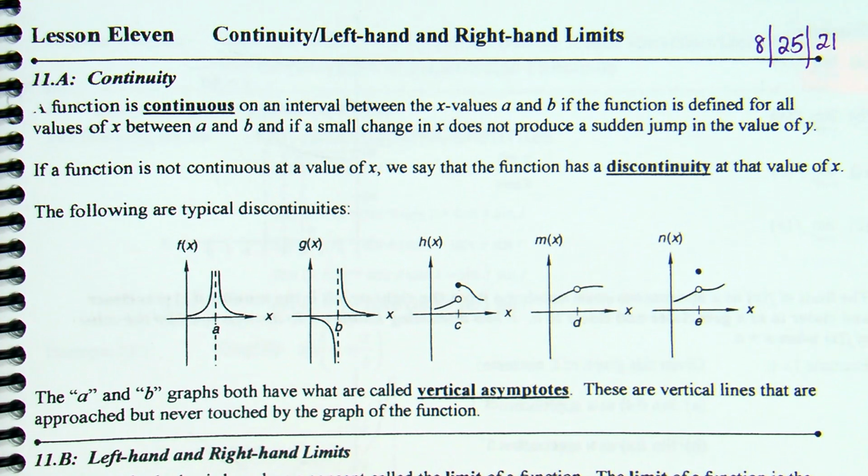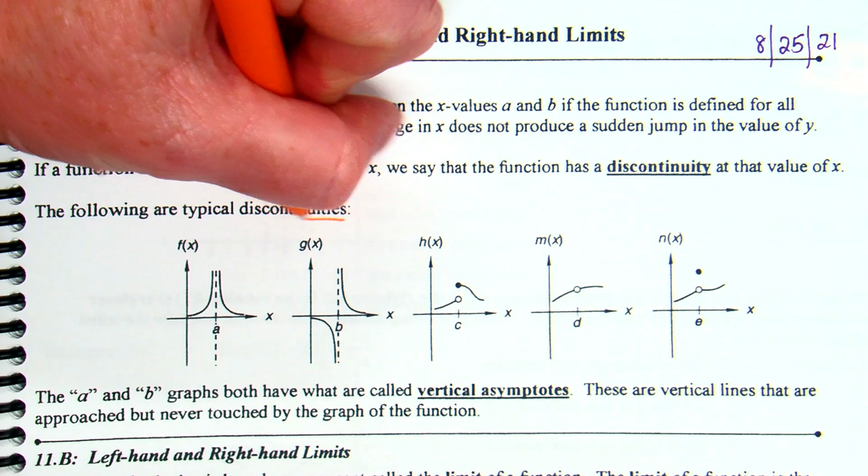So what they're saying is, if the function is defined for all values of x, and if a small change in x does not produce a sudden jump in the value of y. A sudden jump in the value of y could be like what happens at an asymptote. Okay? If a function is not continuous at a value of x, then we say the function has a discontinuity or is discontinuous. Here are some examples of discontinuities. In other words, the reason I would have to pick my writing utensil up.